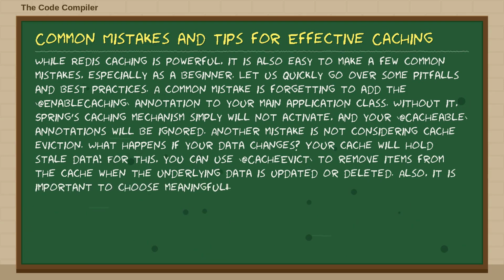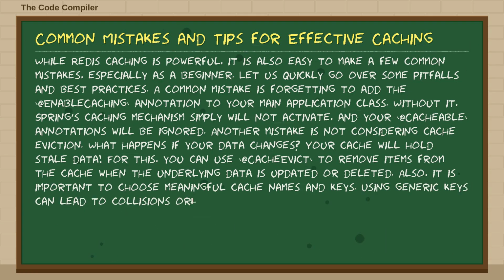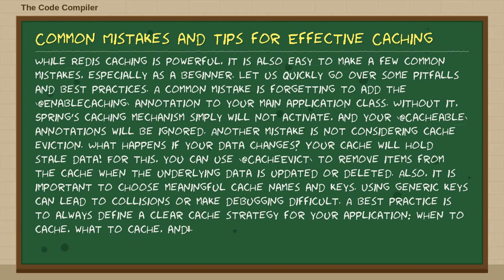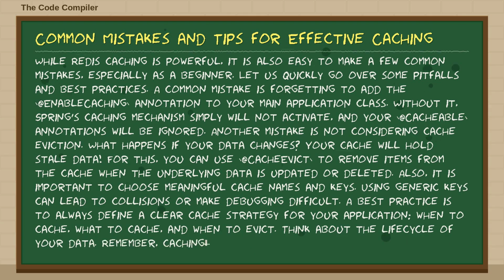Also, it is important to choose meaningful cache names and keys. Using generic keys can lead to collisions or make debugging difficult. A best practice is to always define a clear cache strategy for your application: when to cache, what to cache, and when to evict. Think about the life cycle of your data. Remember, caching is a trade-off. It speeds up reads but adds complexity around data consistency. Always test your caching strategy thoroughly to ensure it works as expected and provides the performance benefits you are looking for.